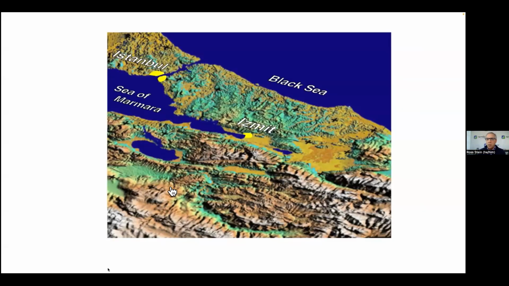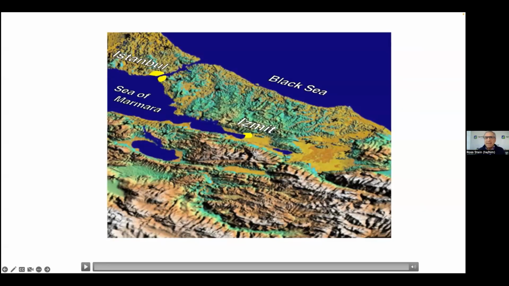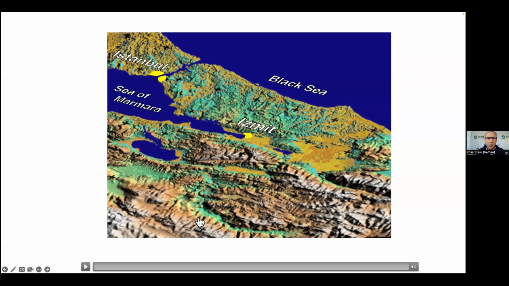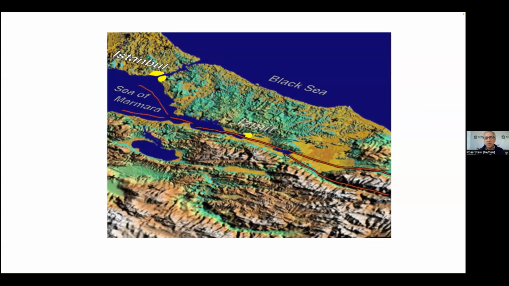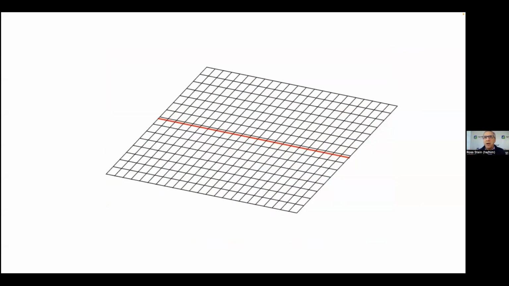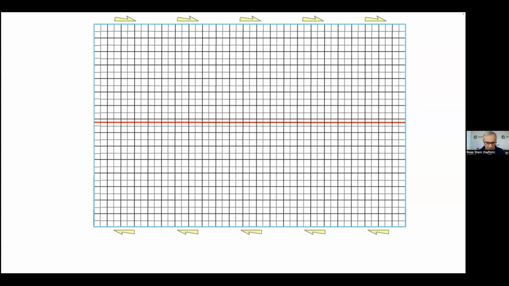Okay, so what I want to do now is take you from the one-dimensional world where I am happiest to at least two dimensions, which is a little bit closer to what the Earth is like. So what we're going to do here is put the North Anatolian Fault on. We're going to put a square grid across it, fly overhead, and watch stress accumulate on the fault.